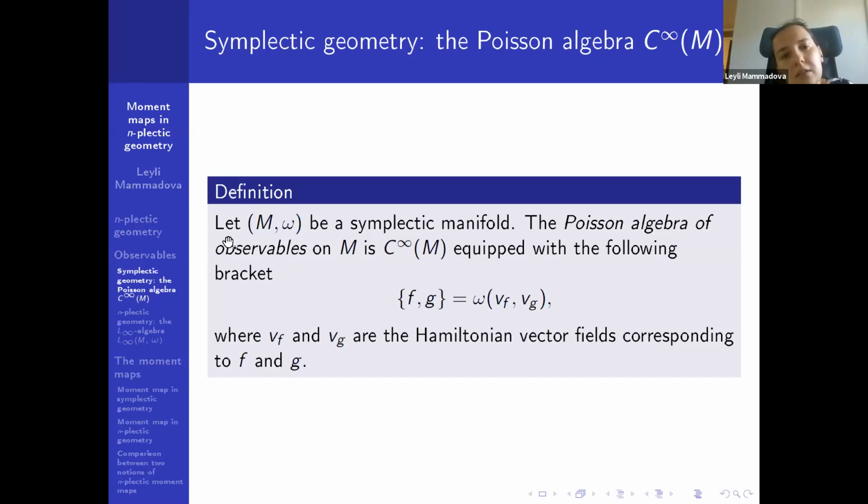Okay, right, and now I tell you what the Poisson algebra of observables is, but you know this already. So let M be a symplectic manifold. Then the Poisson algebra of observables on M has as the underlying vector space the smooth functions on M, and the Lie bracket, the Poisson bracket, is given by the following. So for F and G, you just take their corresponding Hamiltonian vector fields and you contract them into your symplectic form. All right.